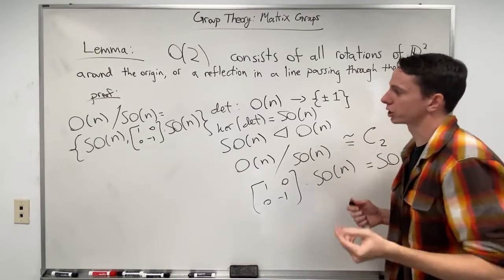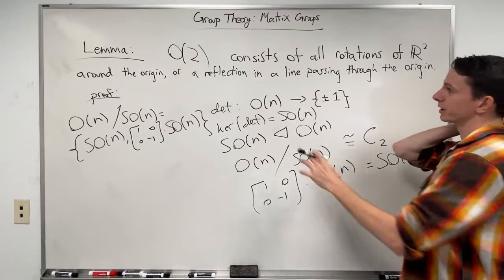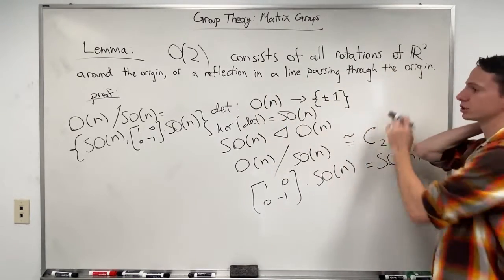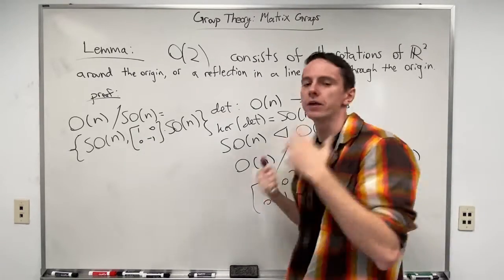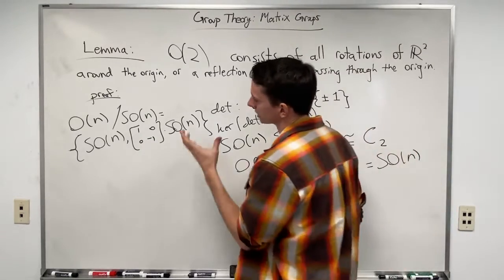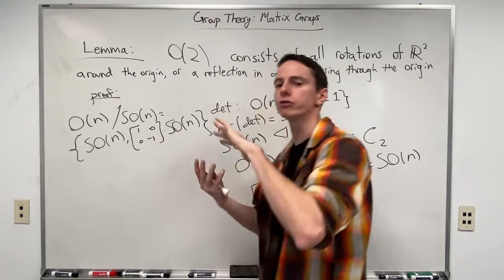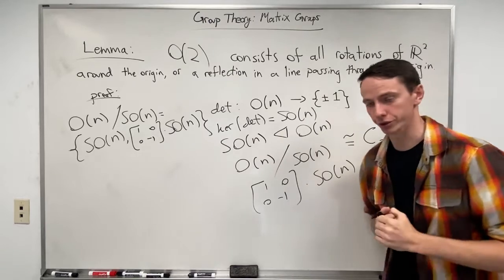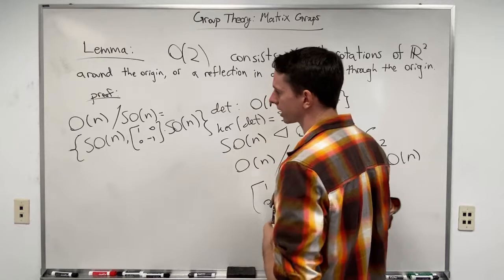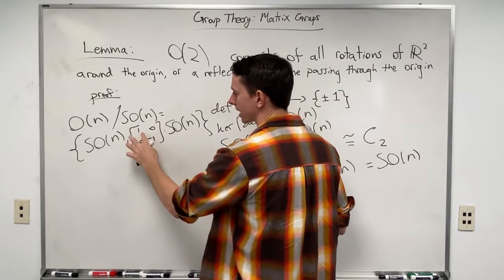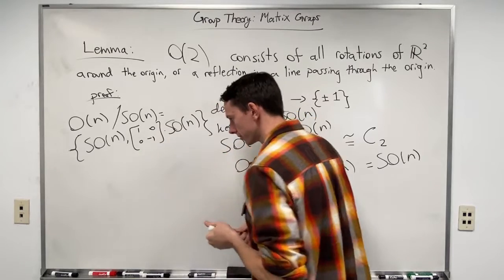So now what we just want to show is that the remaining elements, these guys right here, are going to correspond to some reflection in a line passing through the origin. So let's see if we can understand, and that's what the remainder of this is going to be. I want to explain why this quantity right here will correspond to a reflection passing through the origin. And the first key to doing that is just to understand how this matrix is going to act on a general vector. Not this left coset, but just this matrix by itself.